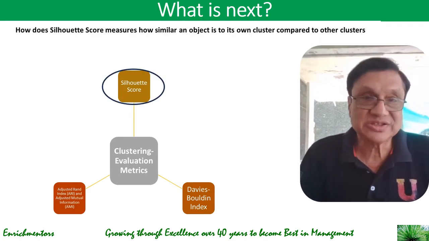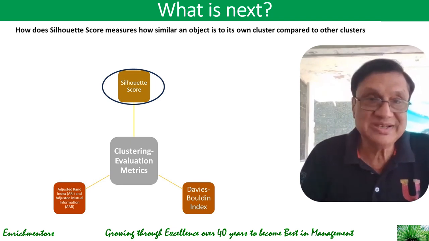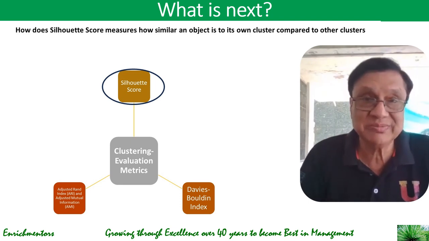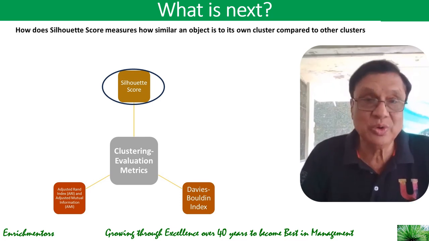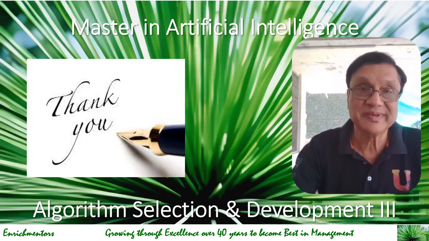So what is next? We will now look at each of these in a lot more detail, starting with the Silhouette score and how it measures how similar an object is to its own cluster compared to other clusters. And then we will go on in further lectures talking about the other two evaluation metrics as well.